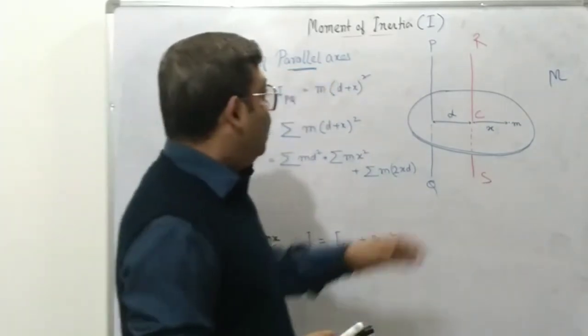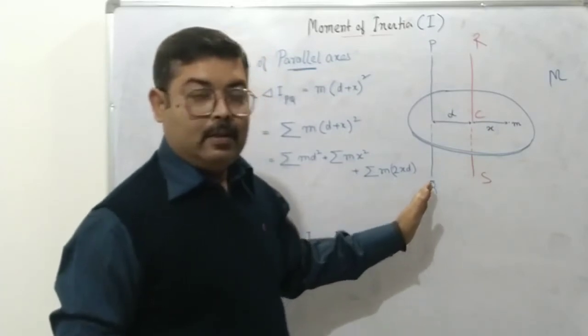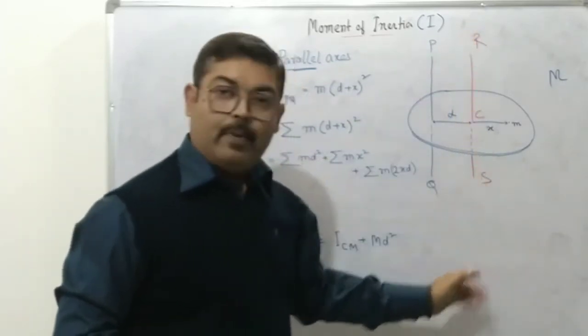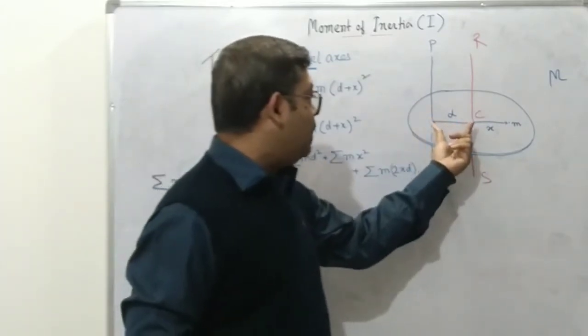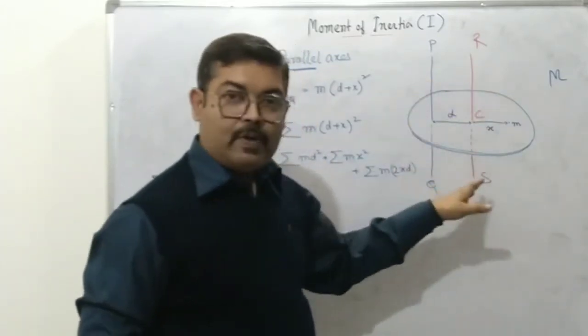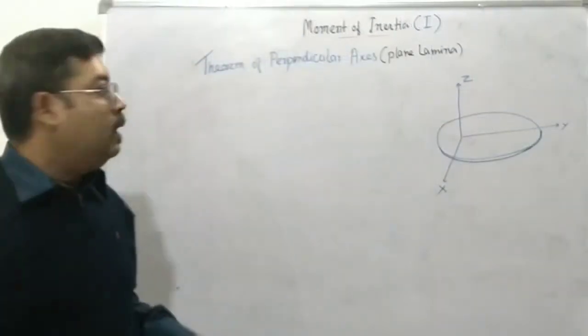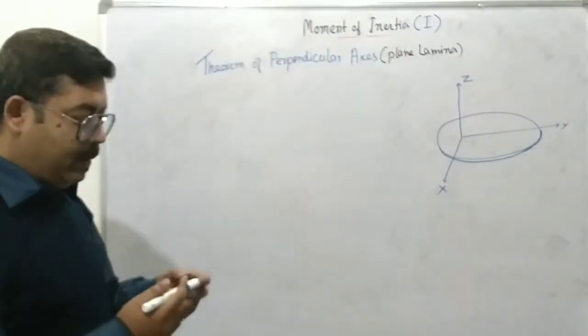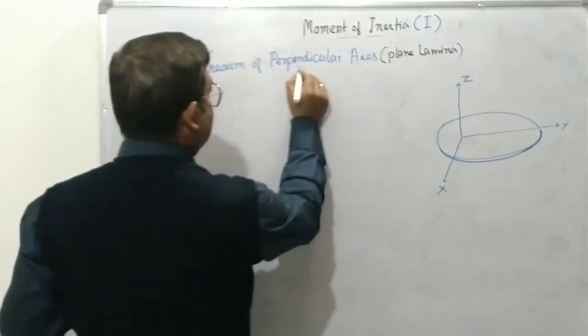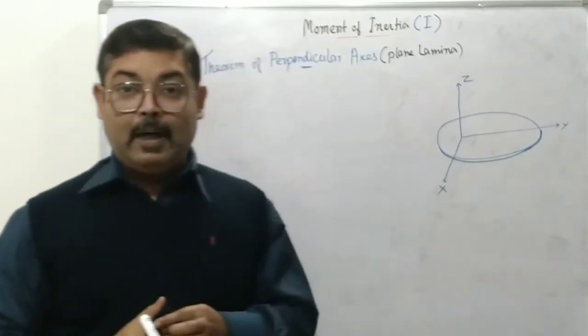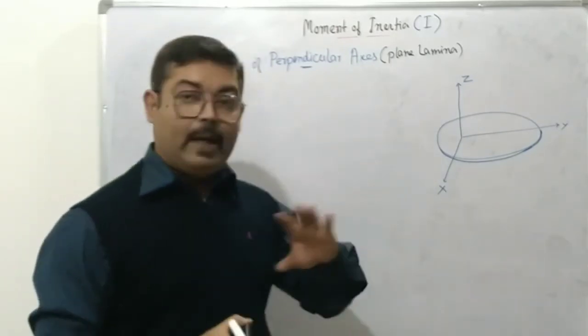So for the given axis, if you want the moment of inertia about the given axis, we will find the moment of inertia about the center of mass and then add it to the entire mass of the body multiplied by the distance between the two given axes. Okay, the next theorem is the theorem of perpendicular axis. Now the previous theorem, the theorem of parallel axis, was applicable to any kind of body.